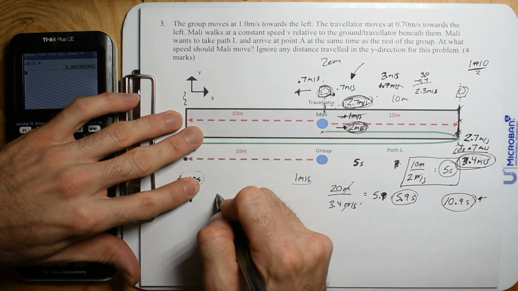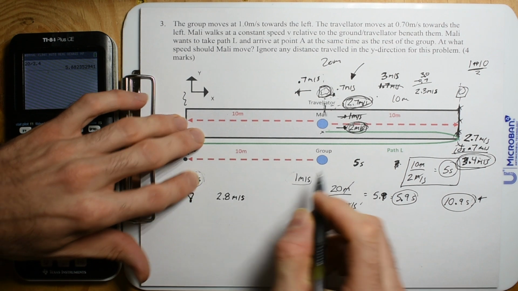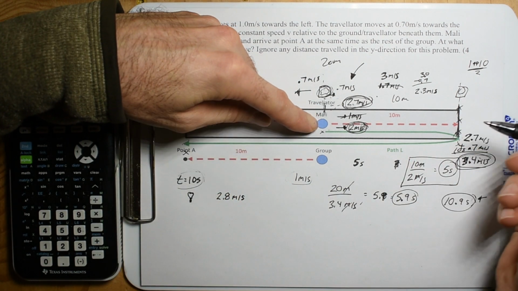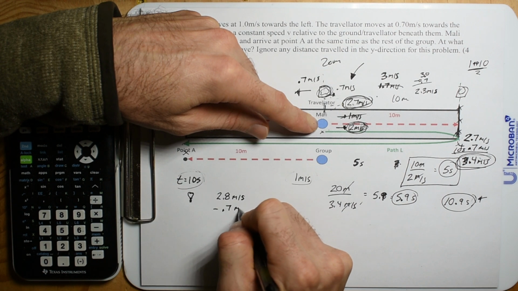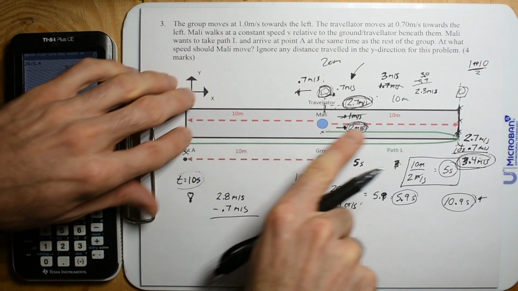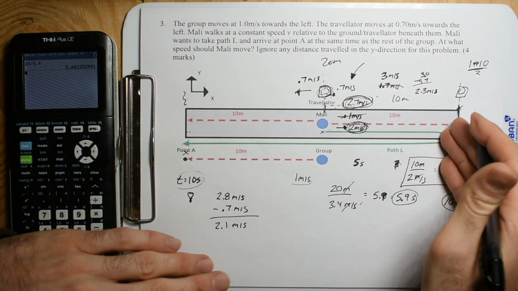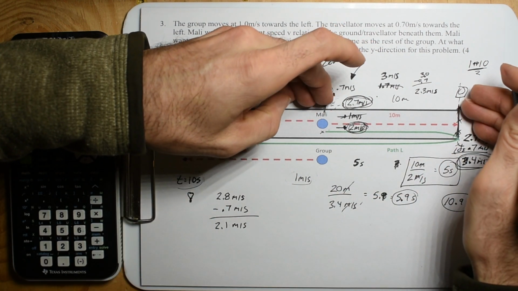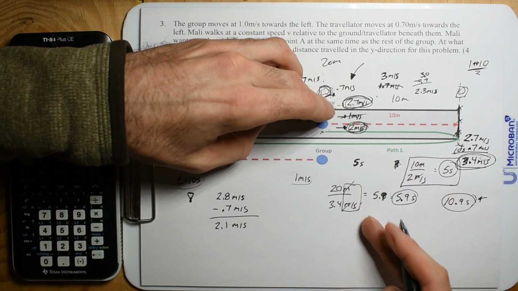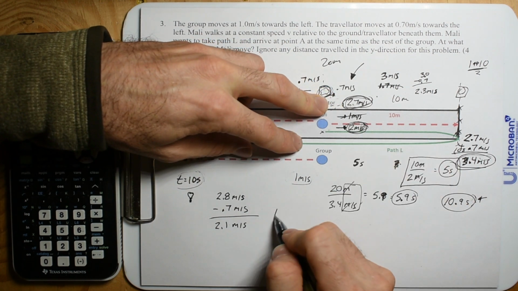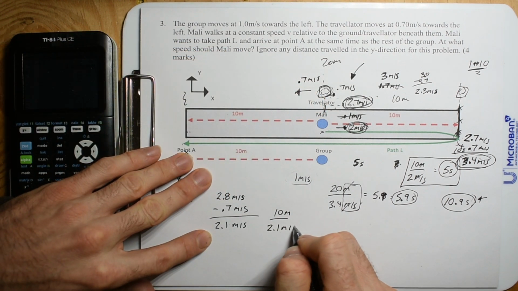I'm going to choose my speed of 2.8 meters per second. Okay, I got to get this 10 meters, but the travelator is reducing my speed by 0.7 meters per second. So my speed this way is only 2.1 meters per second. I need to travel this distance of 10 meters. I'm going to go back to this equation where the units are the equation. Well, I got to take that 10 meters and divide it by 2.1 meters per second.